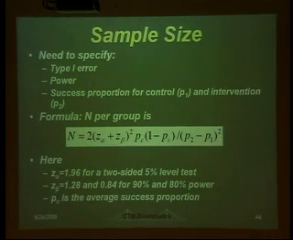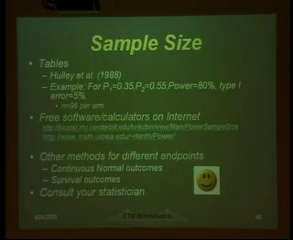You need to specify the type 1 error rate, the power, and then in this particular example, the success proportion for the control and for the intervention. There's a formula here. I'll gloss over that and encourage you to either consult some tables. There's some software or calculators available on the internet, and there's some links here.